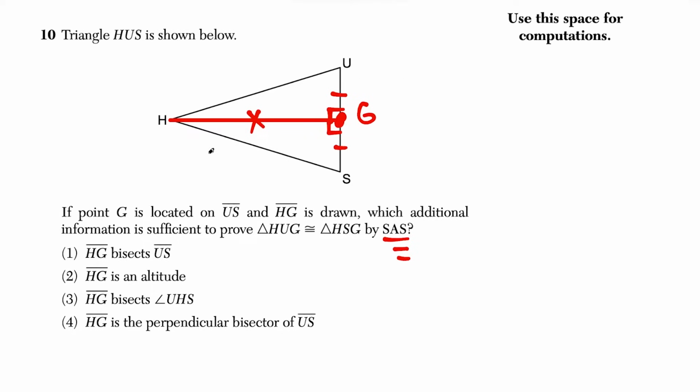So now we scan the answer choices. HG would have to be the perpendicular bisector of line segment US to prove these two triangles are congruent by SAS. Now, why are the other answer choices wrong?